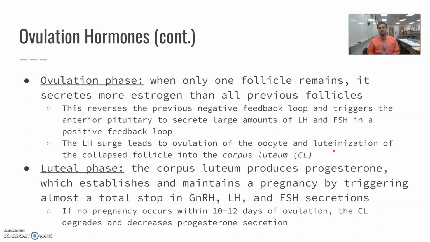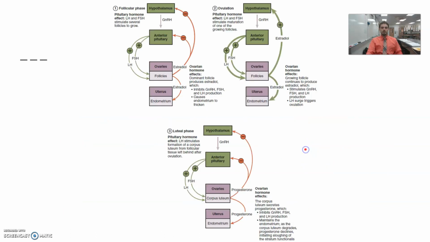If no pregnancy occurs within 10 to 12 days after ovulation, the CL is going to degrade. Again, we saw that as it degrades, that progesterone is going to be secreted in decreasing amounts to the point where GnRH, LH, and FSH are able to start taking back over. They're being inhibited less, and you get the next stage of the ovarian cycle. So here you can see the positive and negative feedback loops that we have for the follicular phase, the ovulation phase, as well as the luteal phase, which we just mentioned on the previous couple of slides.